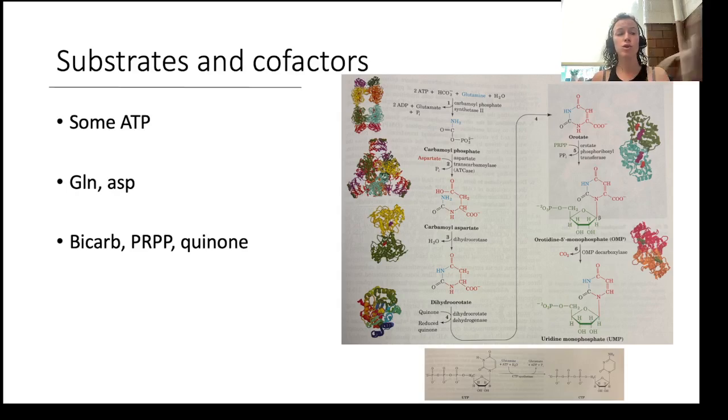Up next, we'll talk through regulation of this pathway. Then we'll talk a little bit more about deoxyribose versus ribose. And finally, you're probably wondering where thymidine was going to come in. Up next.